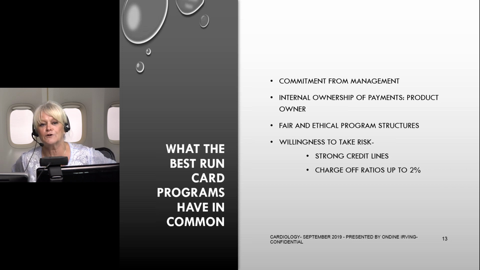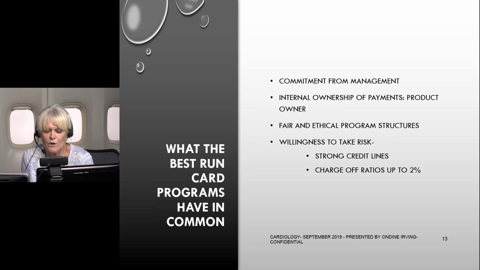We're going to go over credit lines. The average credit line in the credit union industry for a credit card is less than $5,000. And you know what? In order to have a truly profitable program, your average balance needs to be at least 2,600. You're never going to get to 2,600 with an average line of less than 5,000. And it is okay to have charge-offs going up to 2%.